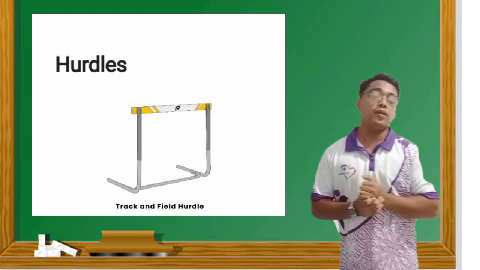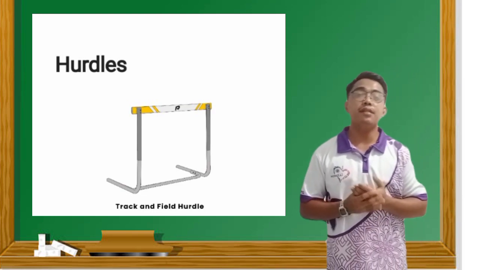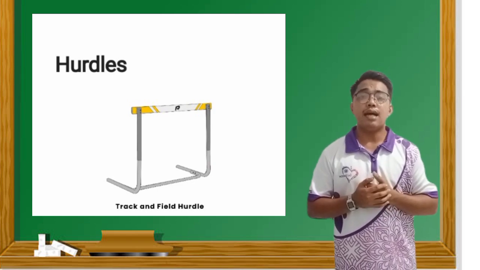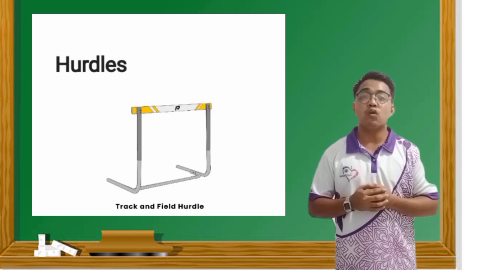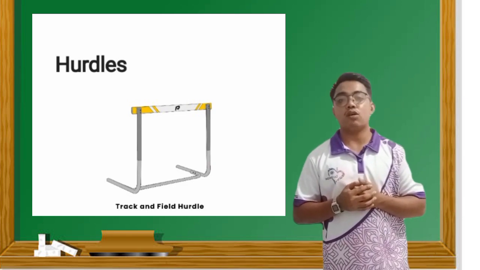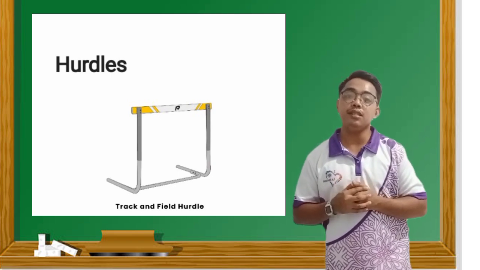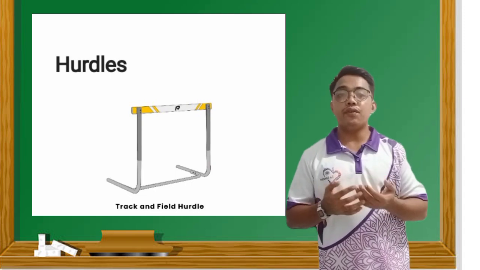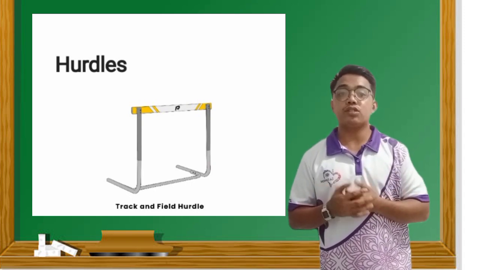So, the next one is hurdles. Hurdles are the physical pieces of equipment that athletes have to jump over to complete a race. Hurdles are made of metal on the bottom and wood or fiberglass on top. The hurdles are designed to be bottom heavy so that they will fall over at the lightest touch.